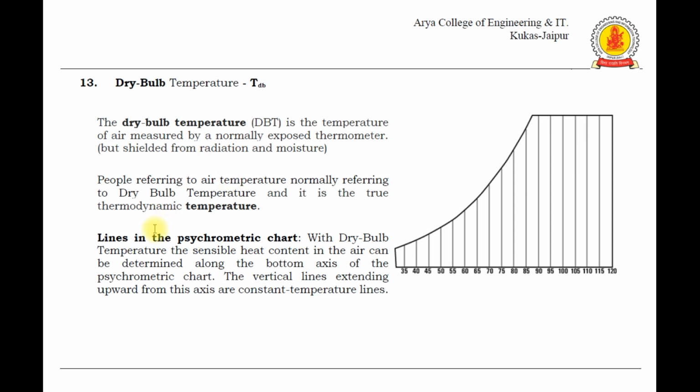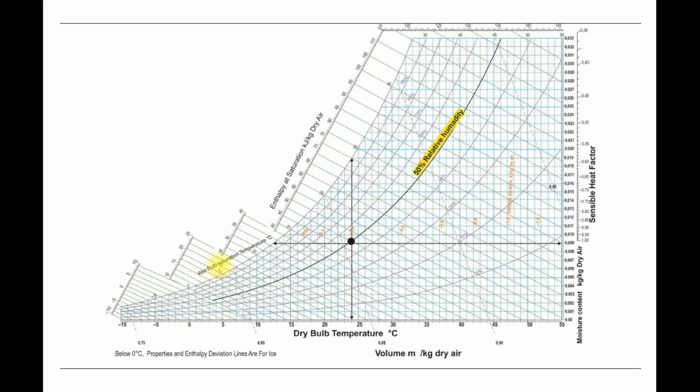And the lines on the psychrometric chart to show dry bulb temperature are these lines. This is the reading. We will see it on the psychrometric chart. These are dry bulb temperature lines: 0, 5, 10, 15 up to 55. These are dry bulb lines.